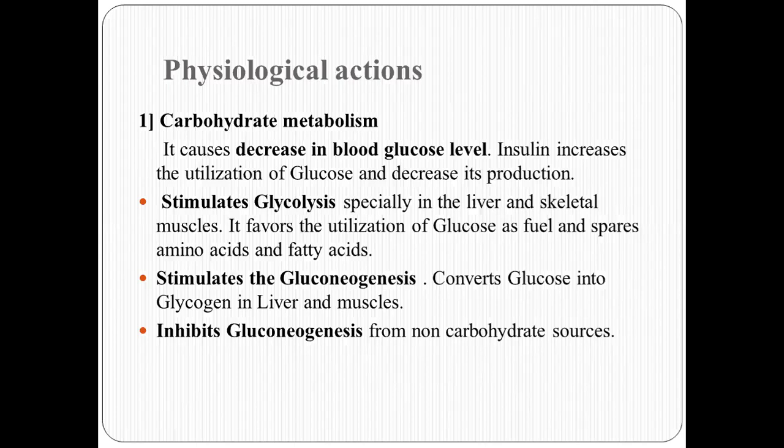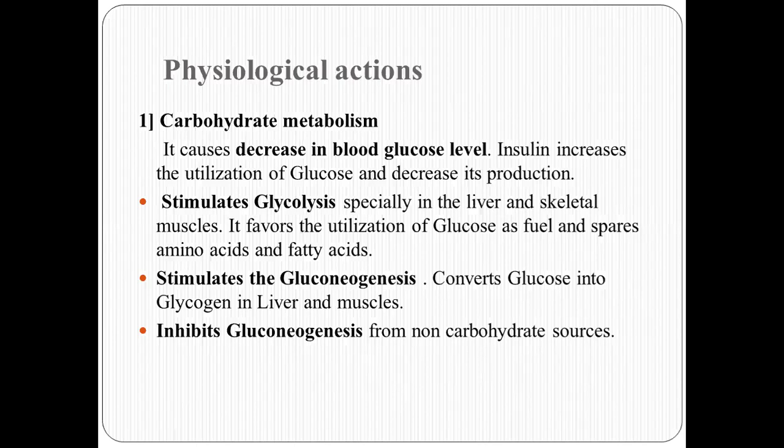Then it stimulates glycogenesis, so it converts extra glucose into glycogen. After the utilization as a fuel, whatever remaining amount of glucose is there will be converted to glycogen and stored in the liver and muscles. Then it inhibits gluconeogenesis from non-carbohydrate sources. So generation of new glucose will be avoided. Apart from the carbohydrate source, the source of glucose will be hampered, so no new glucose will be formed.